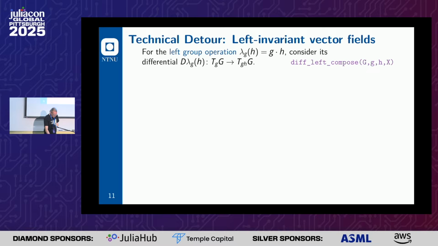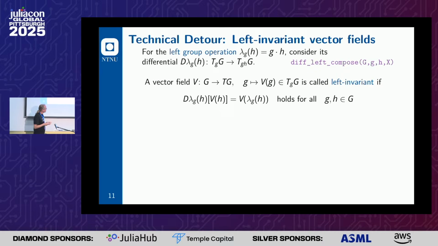So then the small technical detour we still need: if we consider the group operation, multiply with G from the left, we can look at its differential. That would then suddenly map from one tangent space to the next. But it's even a bit better. It allows me to identify these tangent spaces and say, well, if I have a vector field that maps from my Lie group, at every point I get a tangent vector, so that's a vector field on my Lie group, then this vector field is called left-invariant if this equality holds.